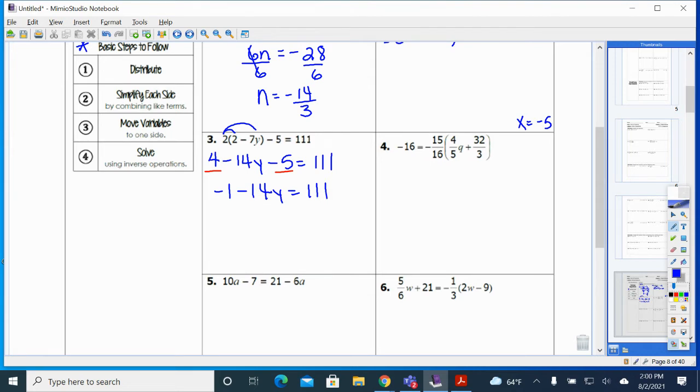Then I'm going to get rid of the negative 1 by adding a 1 to both sides, and negative 14y is equal to 112. Then we're going to divide both sides by that negative 14, because that's the opposite of multiplying, and you get y equals negative 8.